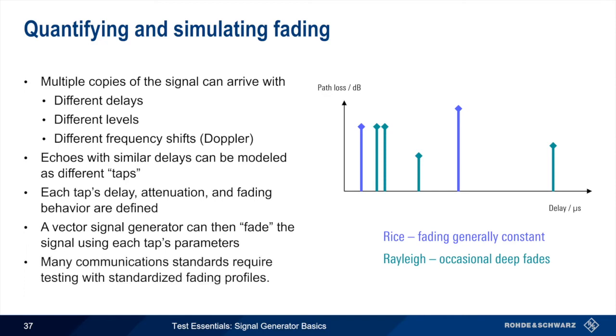Note that many wireless communication standards, such as LTE, require that devices be tested with standardized fading profiles that simulate a wide variety of real-world environments, such as being in a large city or on a fast-moving train.